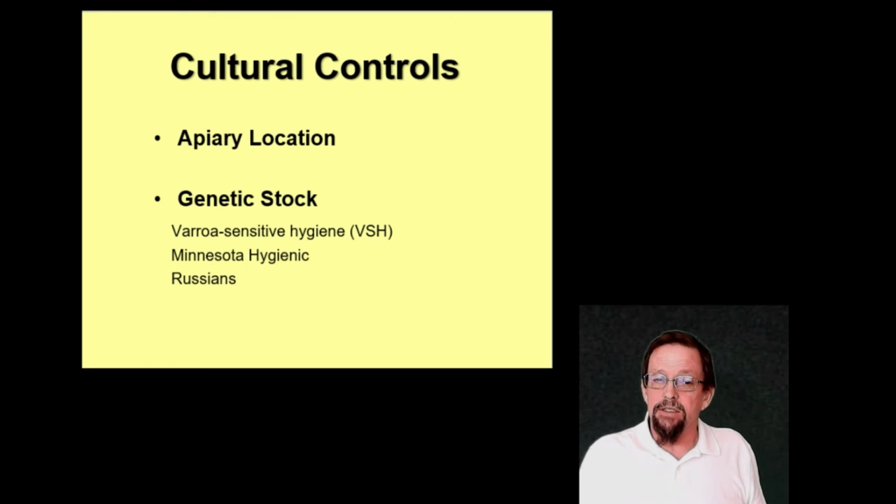So genetic stock is another cultural control. VSH bees, Varroa sensitive hygienic, basically open the caps and pull out the pupa that actually have Varroa mites, and they remove them. Another is the Minnesota hygienic bee, another bee that is good genetic stock. And then Russian bees. Russian bees are another bee that has a propensity for being resistant to Varroa mites.